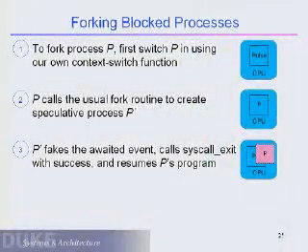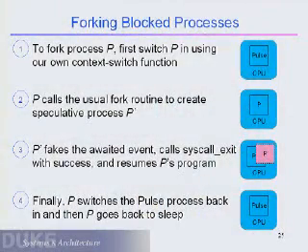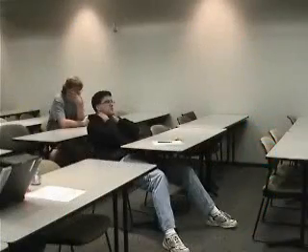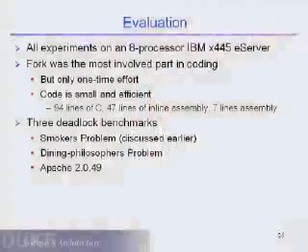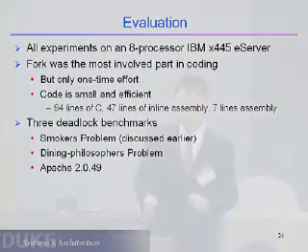Okay, so we got to the third step, and then we get this P prime running, and finally, P is going to switch back the pause process, and then it can just go back to sleep again. Now, the net effect at this point is that everything is the same as before, except we have a new speculative process up and running.